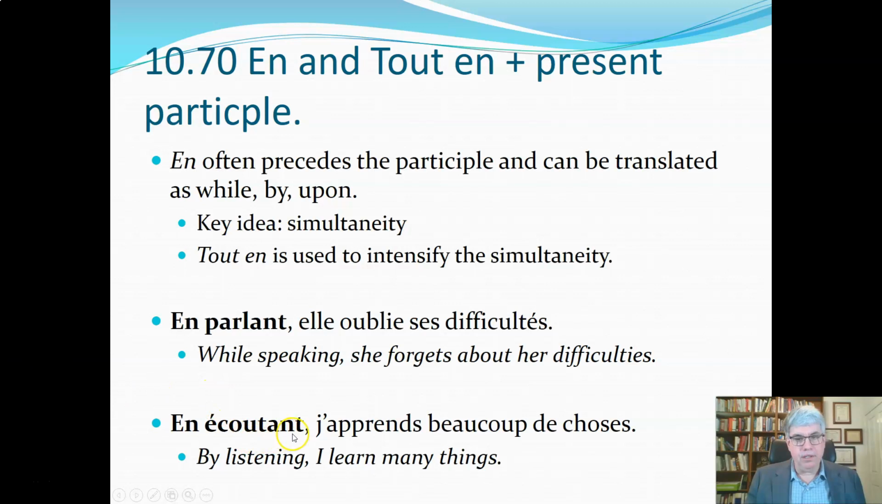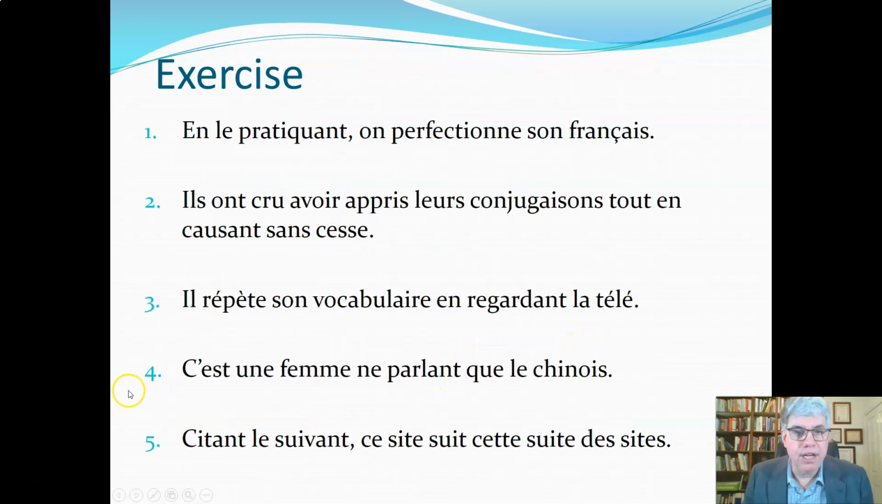En écoutant, j'apprends beaucoup de choses. By listening, écouter is to listen. J'apprends, I learn many things. By listening, I learn many things. And so the idea is that these things are happening simultaneously. So here's an exercise, 5 sentences, write down your translation, and then go on to the next video when you've finished.